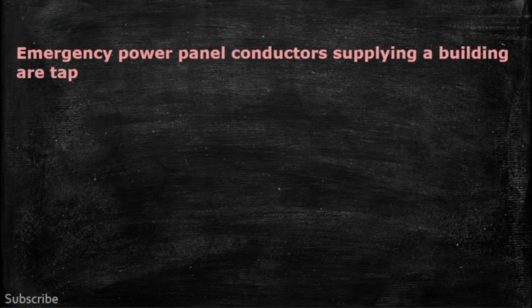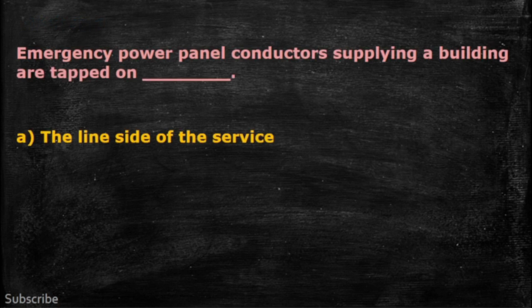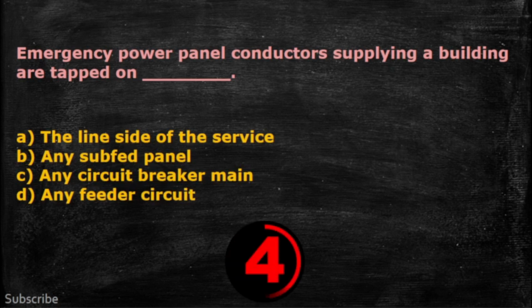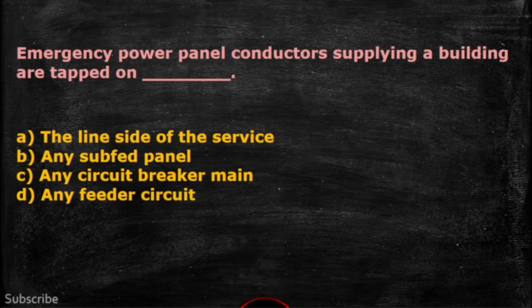Question number 43. Emergency power panel conductors supplying a building are tapped on blank. A. The line side of the service. B. Any subfed panel. C. Any circuit breaker main. D. Any feeder circuit. The correct answer is letter A, the line side of the service.